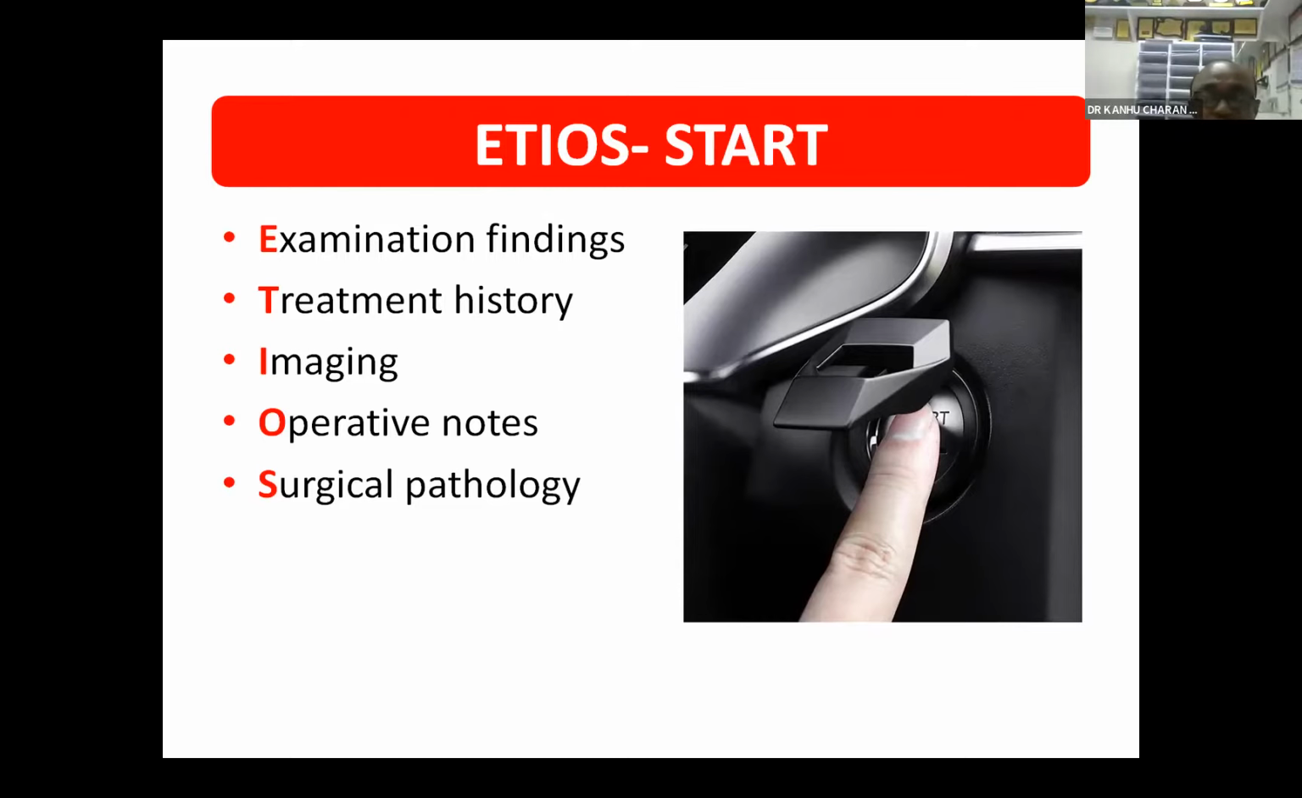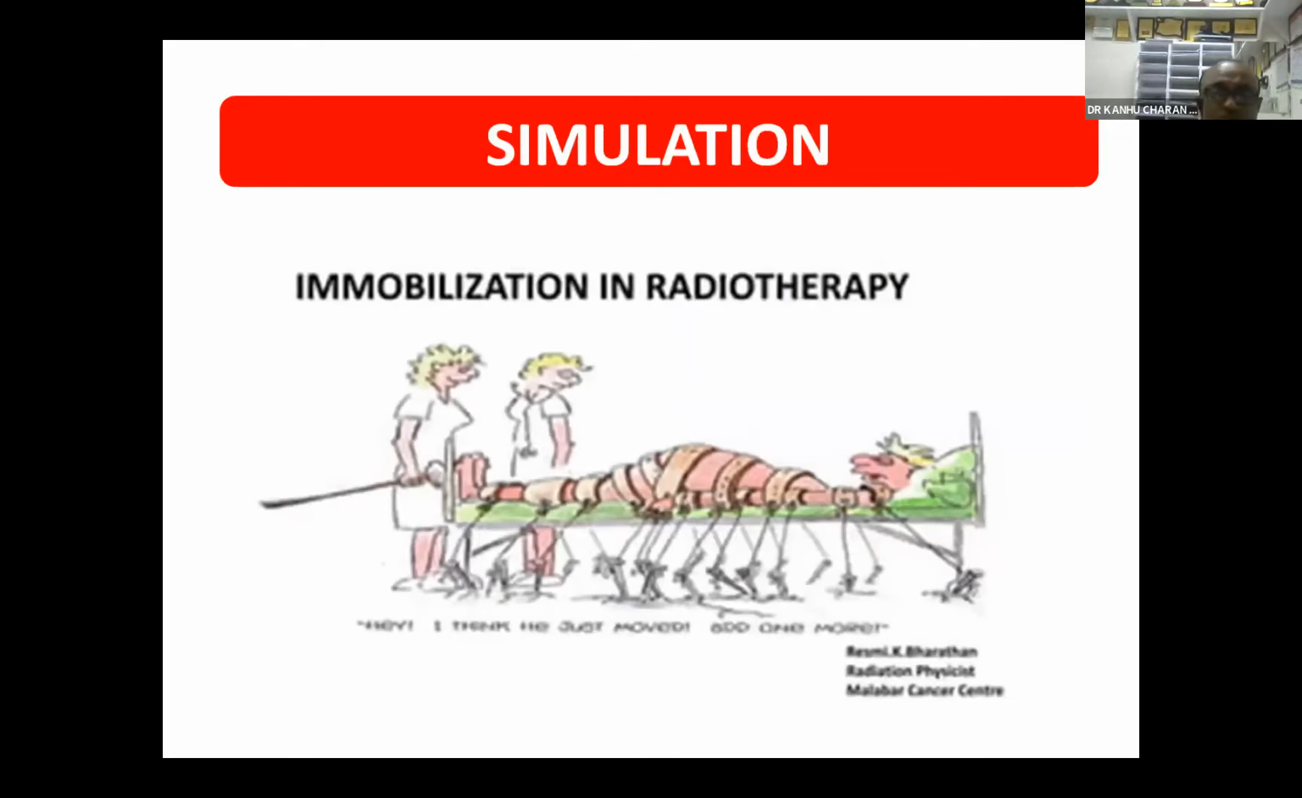In the surgical pathology, you have to see the grade, the size of the lesion, and how the margin is. If chemo or radiation was given before, what is the necrosis percentage. Before you start contouring, you have to find out these ETS findings.